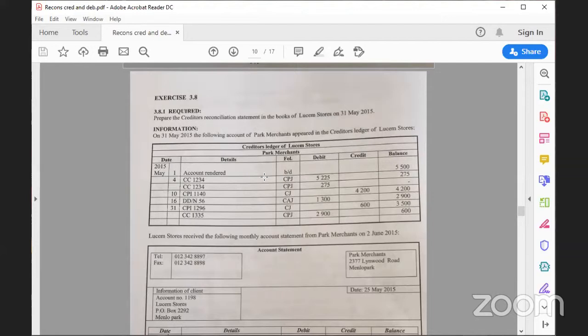Okay, last little exercise. We have about 20 minutes remaining. Let's just do one more exercise to see if we can get the hang of things. Prepare the creditor's reconciliation statement. Here's Luke's favorite. In the books of Lucum Stores on the 31st of May 2015. Information on the 31st of May 2015, the following accounts of Park Merchants appeared in the creditor's ledger of Lucum Stores. Okay, so here we have our creditor's ledger.